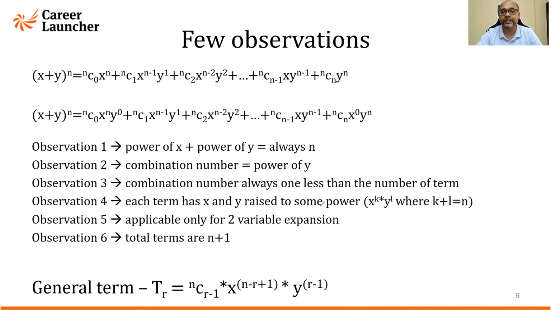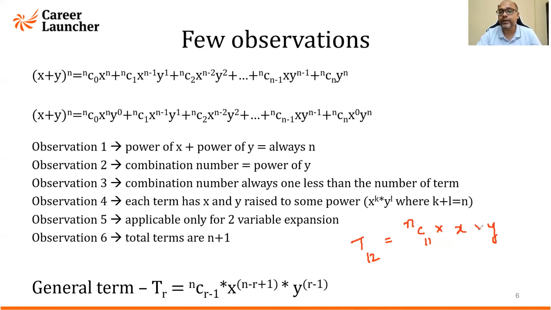So once again, for you to understand, if I want to write the rth term, let me take a number. If I want to write the t12th term, then I will first write nC. Now what should this number be? It should be 1 less than 12. So 11, into, now x should be having some power, y should be having some power.